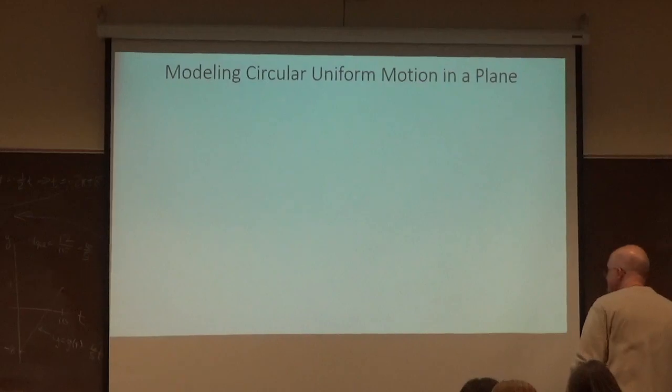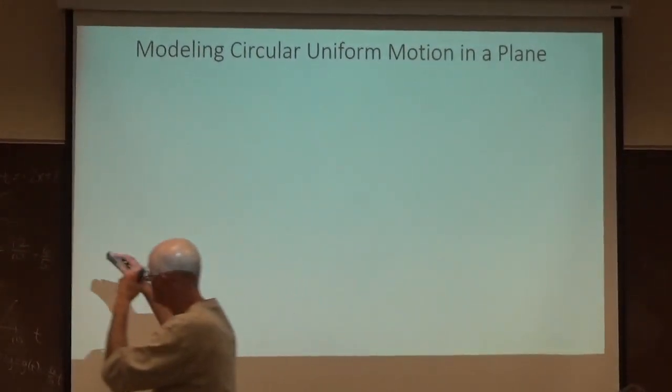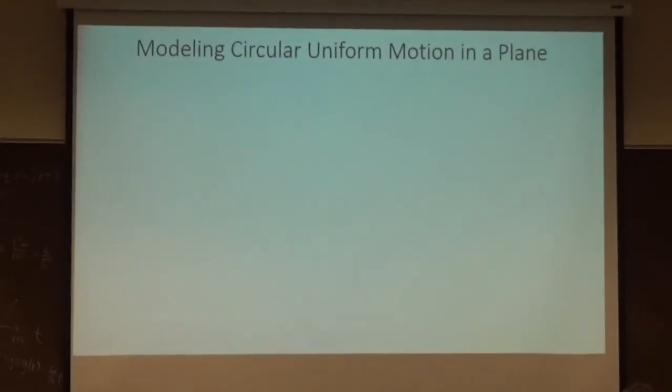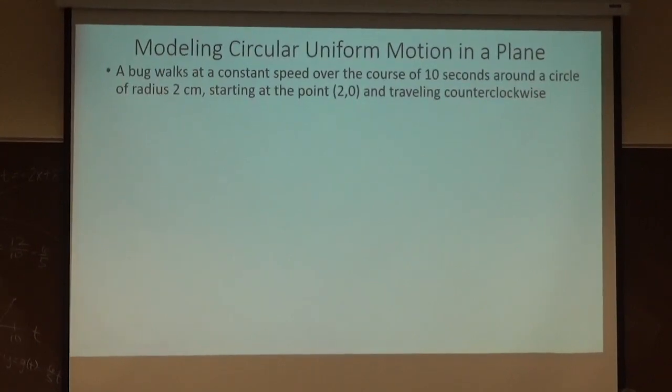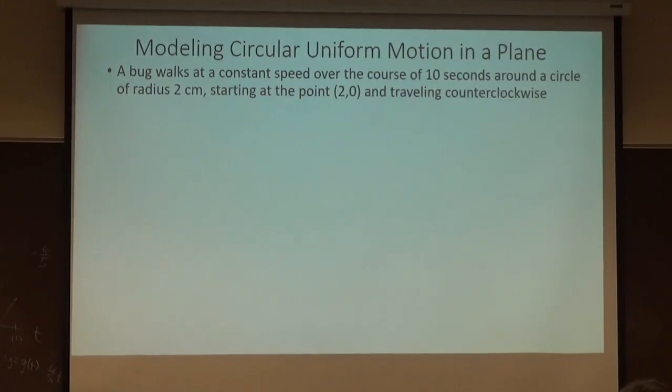How about circular motion? Modeling circular motion. At a circular uniform motion, so that is at a constant speed. For example, what if a bug walks at a constant speed over the course of 10 seconds around a circle, radius 2 centimeters, starting at the point (2,0), and traveling, say, counterclockwise? How would you model that motion?